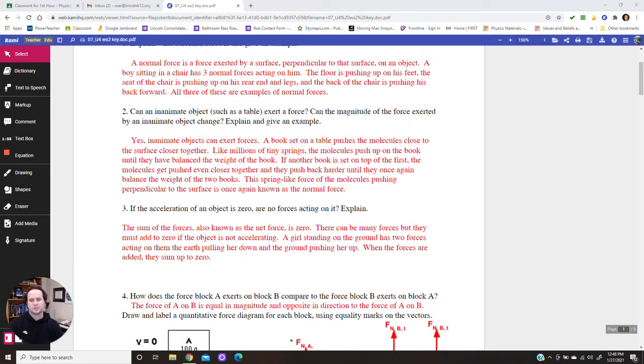If the acceleration of an object is zero, are no forces acting on it? The sum of forces, known as the net force, is zero. There are many forces, but they must add to zero if the object's not accelerating. So no acceleration means a net force of zero, rather than an unbalanced force in a certain direction. Example: a girl standing on the ground has two forces acting on her, the earth pulling her down and the ground pushing her up. When the forces are added, since they're in opposite directions, they add to zero. That means there is no acceleration, but that doesn't mean there are no forces.